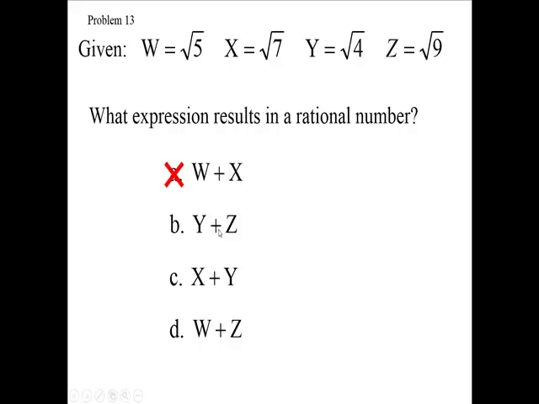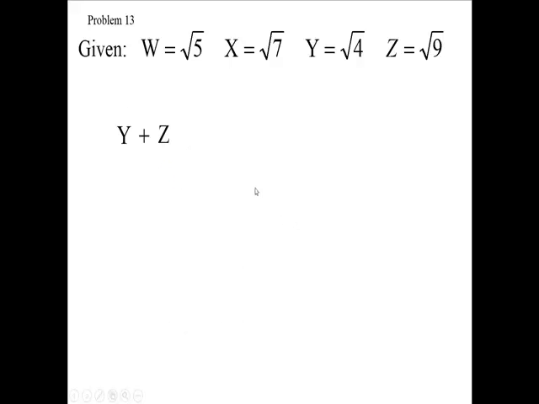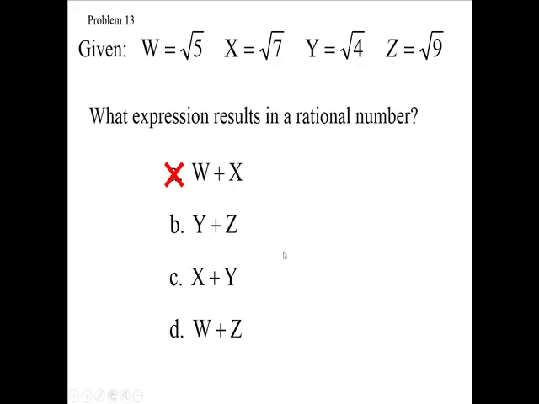Let's look at y plus z. Y is this one and z is this one. That's the square root of 4, which is what? What's the square root of 4? 2. Square root of 9 is z. So that's going to be 2 plus 3, which is 5, and that's a rational number. You can write 5 as a fraction, 5 over 1. This is our answer. Of our 4 choices, we're going to pick B.